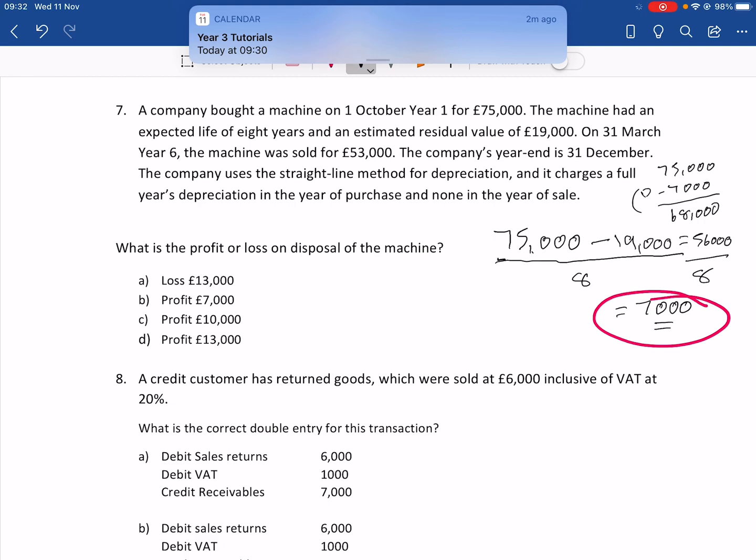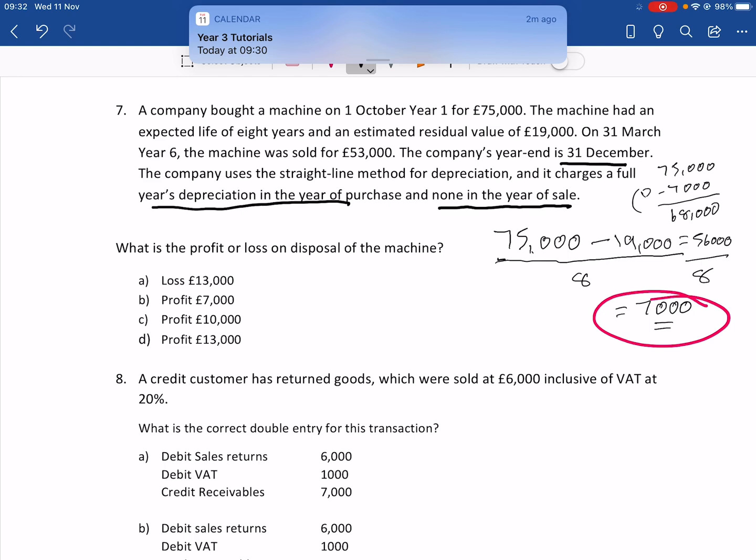For this question, it tells us that the company's year end is the 31st of December, and it uses the straight line method of depreciation, and it charges a full year's depreciation in the year of purchase, but none in the year of sale. I'll say this again: this is the same type of question that you need to do in the exam. So if you've practiced it, you'll understand it.